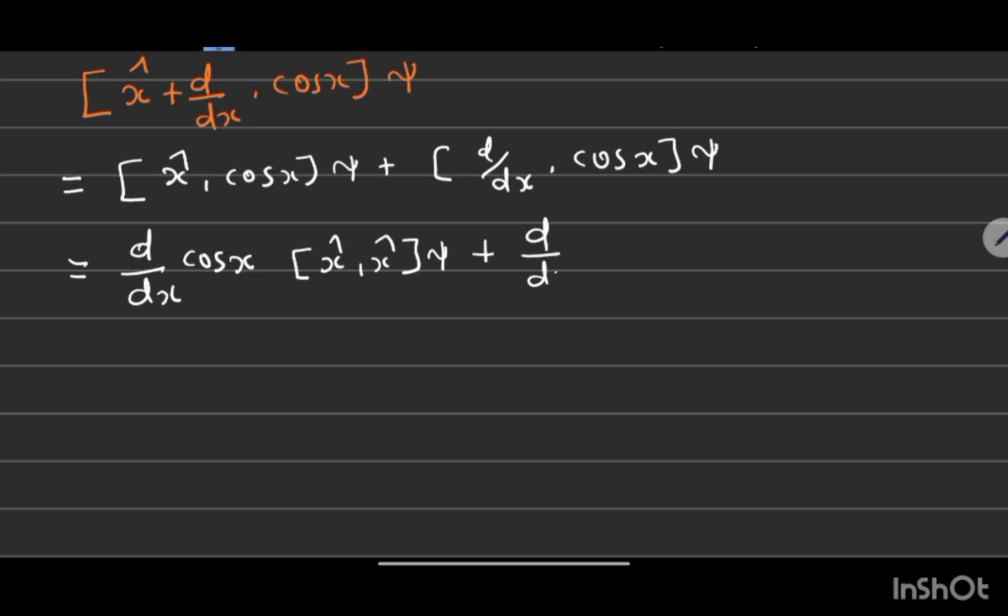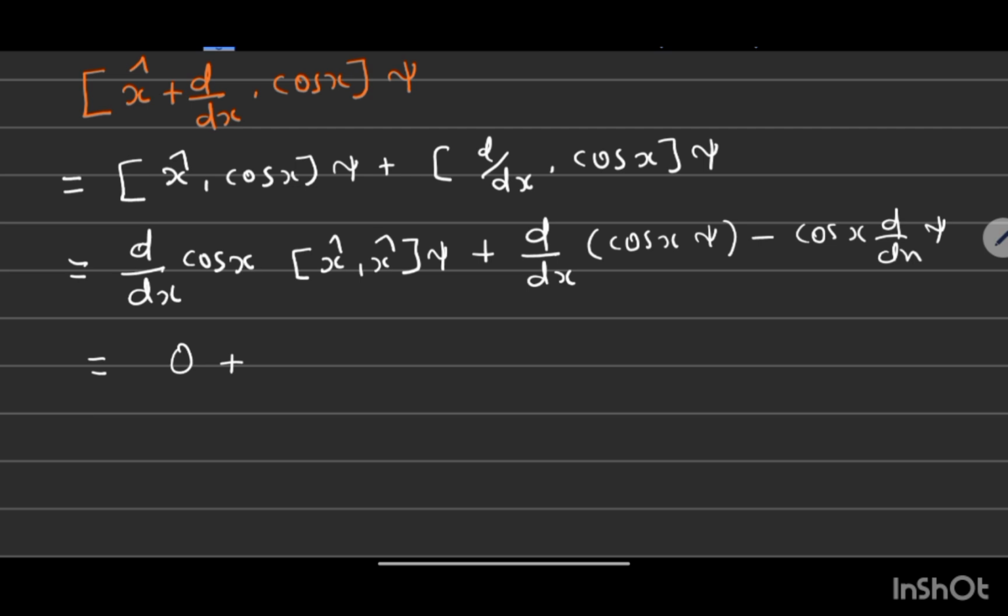Here we have d by dx of cos x psi, minus cos x d by dx times psi. Okay, so we know these two operators commute with each other. x will commute with x, so this becomes 0, plus.